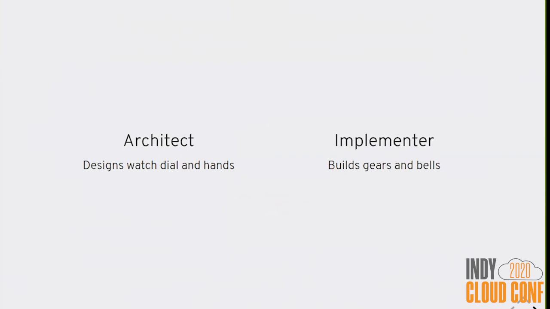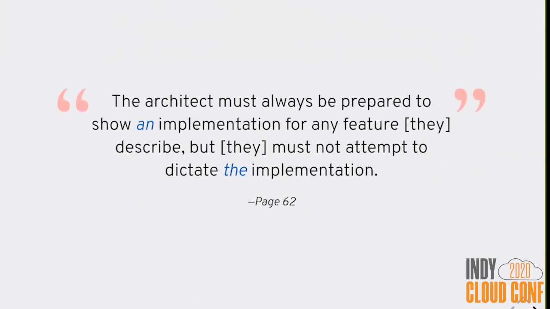That's okay. The architect, however, must be prepared to show an implementation for any feature they describe, but not attempt to dictate the implementation. The architect does have a responsibility to demonstrate, I'm not asking you to do something impossible. I'm asking you to do something that is in fact viable and possible to do. I'm not sending you on a wild goose chase. But once it's demonstrated that it is possible, the implementer gets to figure out what the best way is within the confines of that overall architecture.